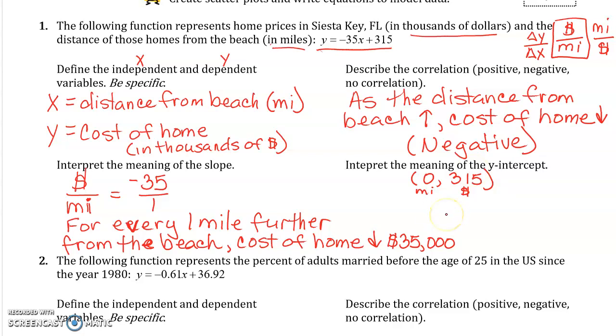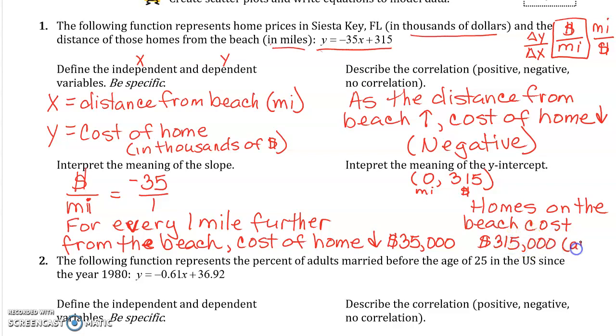That's what our y-intercept is telling us, that homes on the beach, because they're 0 miles away, cost $315, remember, $1,000. And of course, this would be an average.